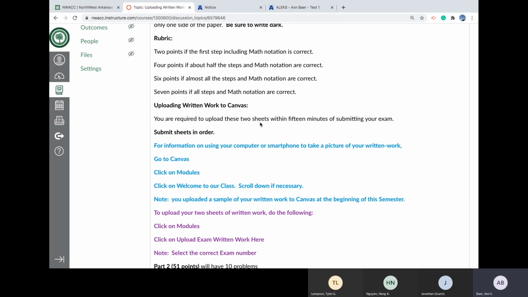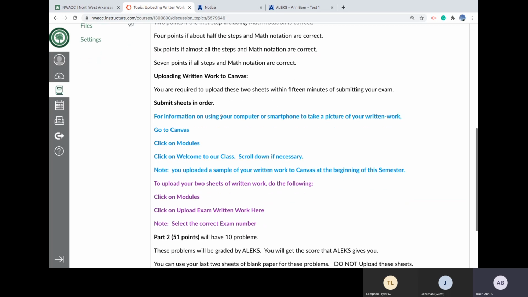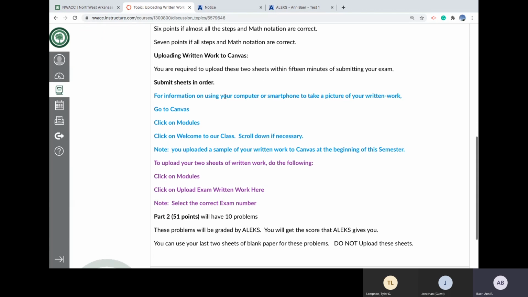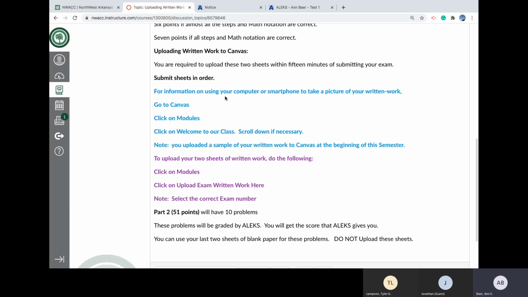I know my older daughter, she is a junior in high school, and she goes to Haas Hall and they've got to upload several more sheets than that within 5 minutes. So it should be plenty of time. Submit sheets in order. So you want to make sure you're submitting the sheet with 1, 2, 3, and 4 on it, and then the sheet with 5, 6, and 7 on it. So it will be helpful for me to have it in the correct order. It will allow me to grade faster.